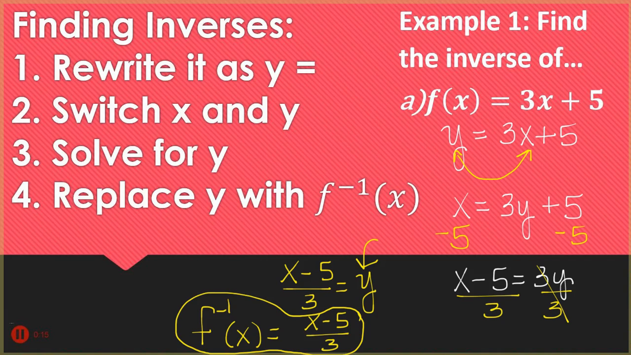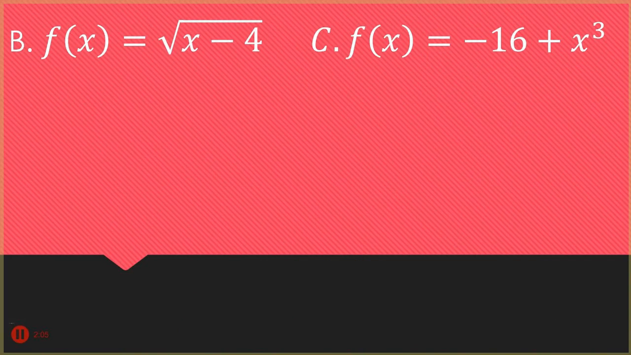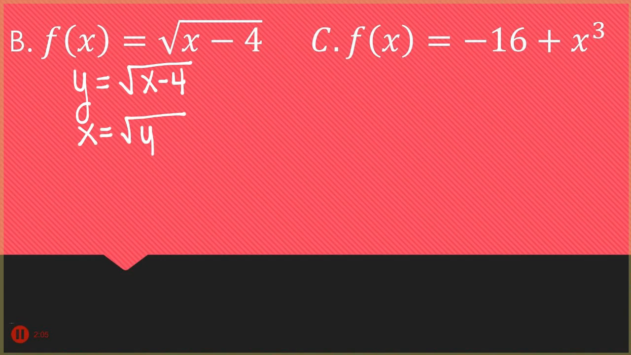So let's practice with a few more. So let's look at example B. First step, replace f of x with a y. Second step, switch x and y. Third step, solve for y. I need to square both sides in order to eliminate the square root. And then I am ready to add 4 in order to solve for y.